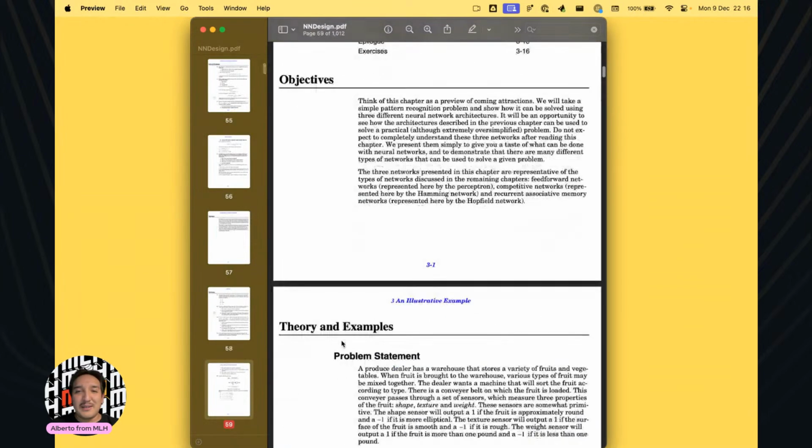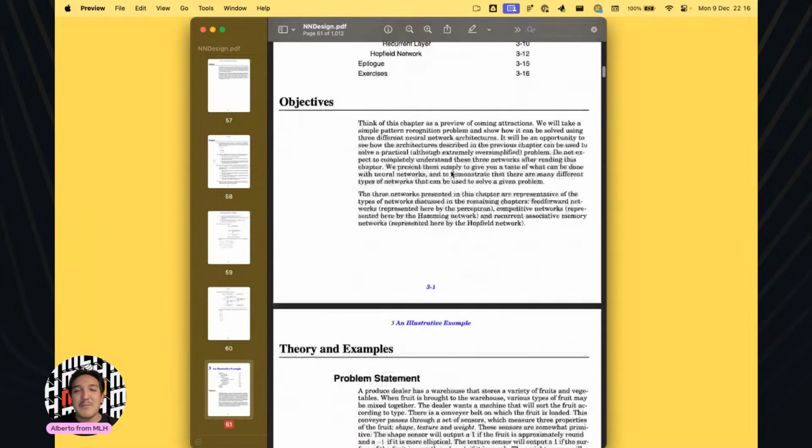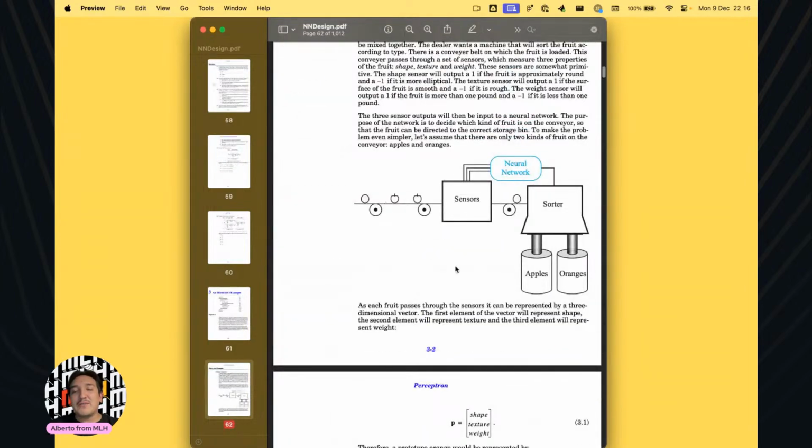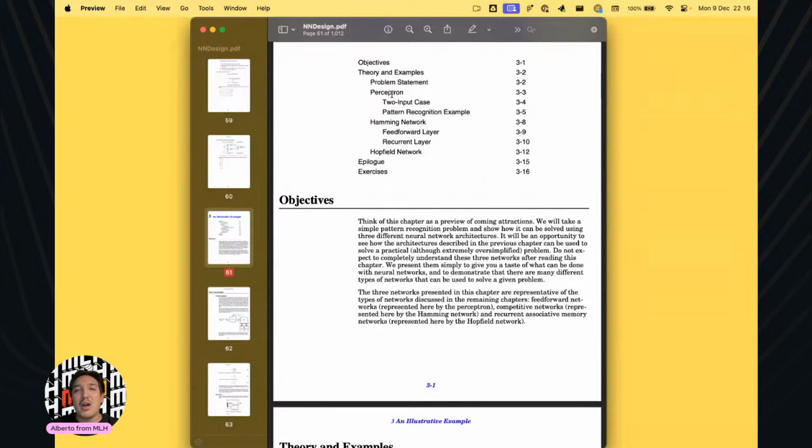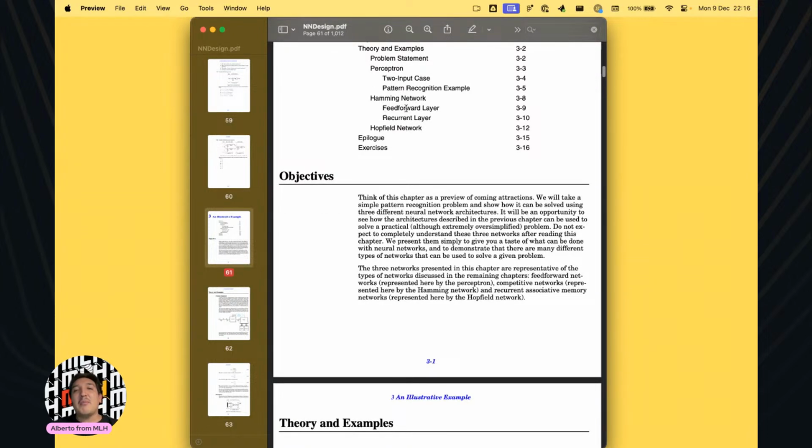Continuing, the illustrative example. This is the fruit classifier we built for the Hamming network. But if you look, the perceptron comes even before the Hamming network. Why did I start with the Hamming network then? Because I think there are some considerations on the perceptron that you will need to understand before getting to this. But now we completed the Hamming.